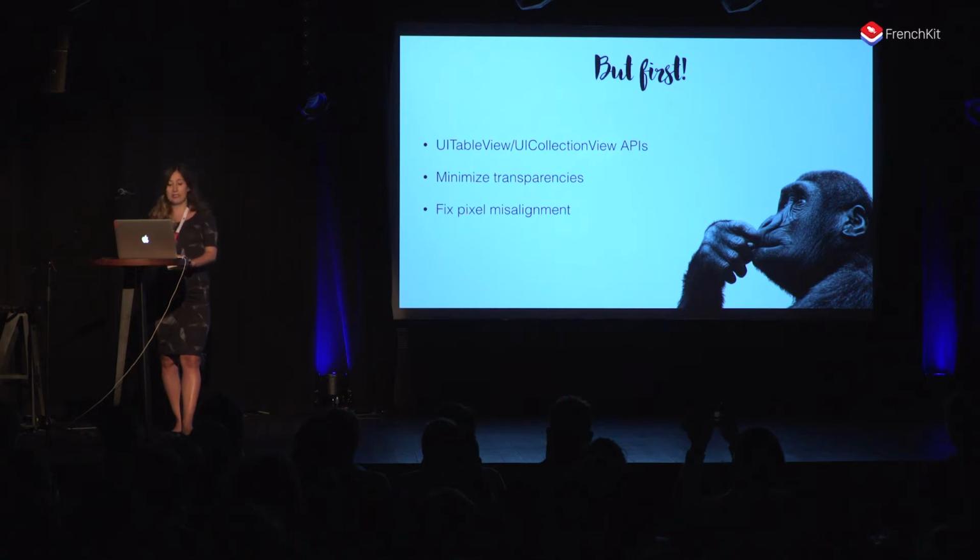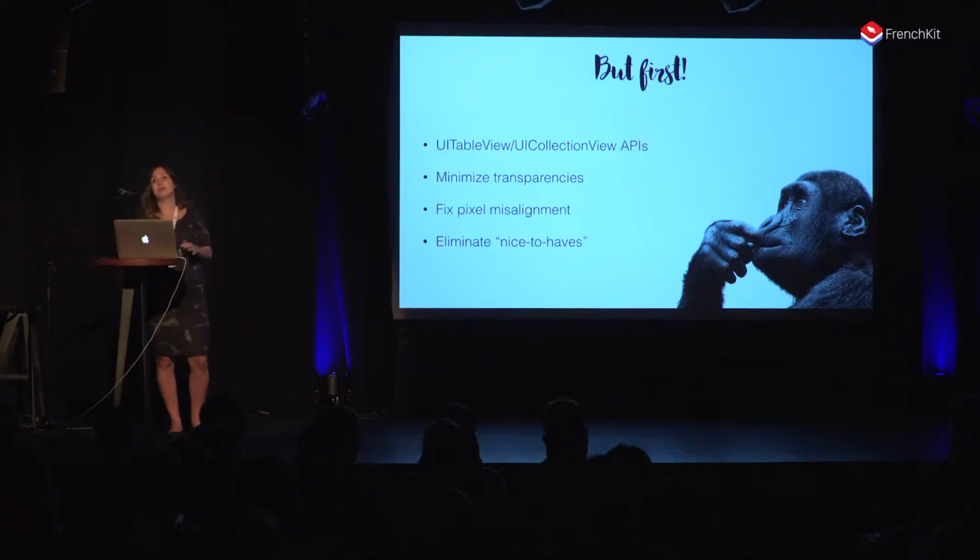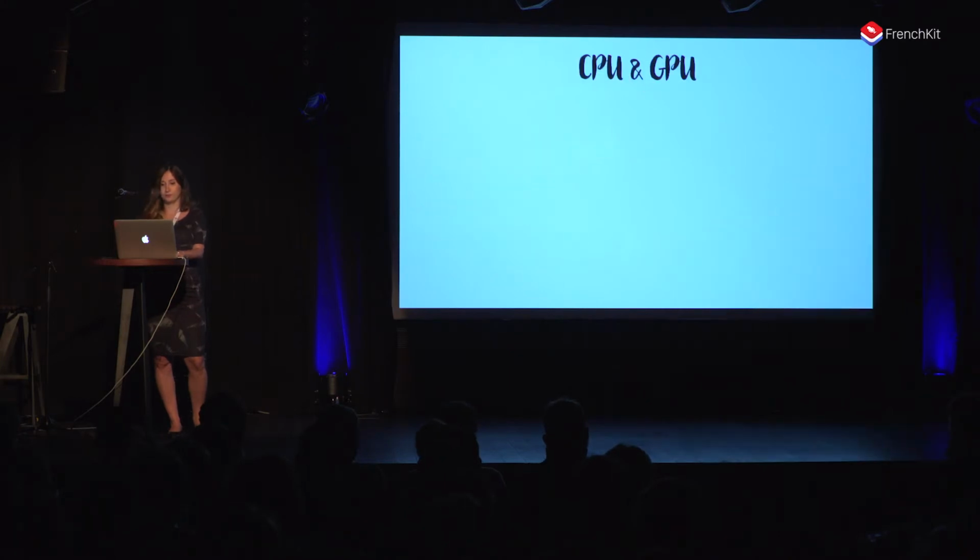And the reason for this one is that misaligned images will trigger anti-aliasing, which means that instead of displaying a single color, the color of the pixel needs to be computed by pulling in all the colors of the surrounding pixels. So this requires extra blending and rendering. And lastly, if you can, eliminate any nice-to-haves that are not that necessary, like maybe if you have rounded corners or drop shadows, and especially if these effects are only seen in specific states of the cells. But if you have done all this and you're still seeing some scrolling issues, then maybe you could benefit from some GPU optimization. So first of all, what are CPU and GPU?